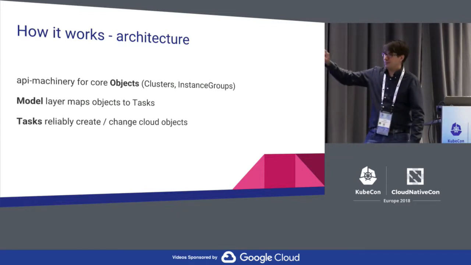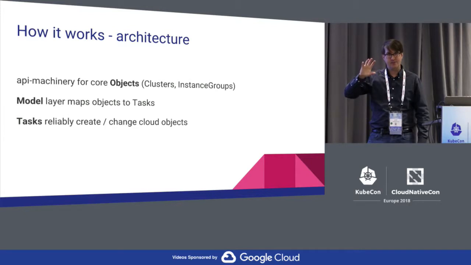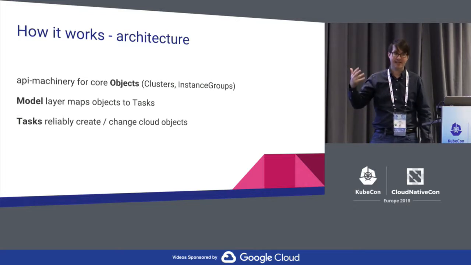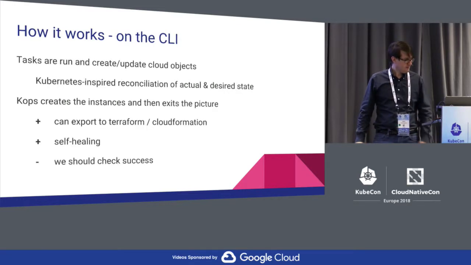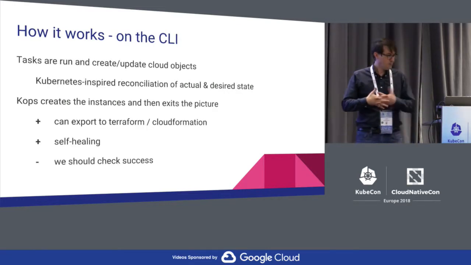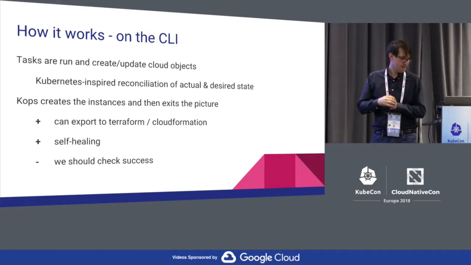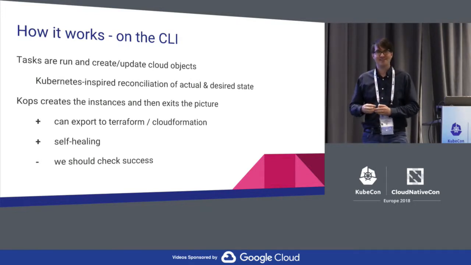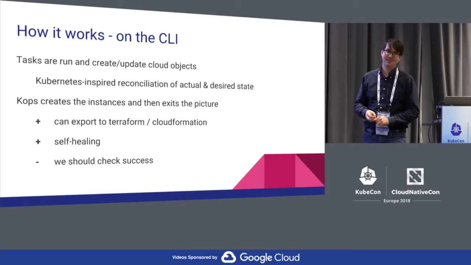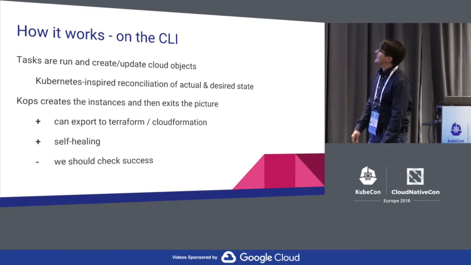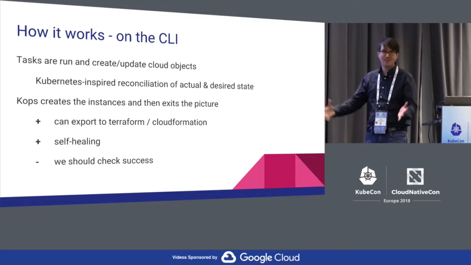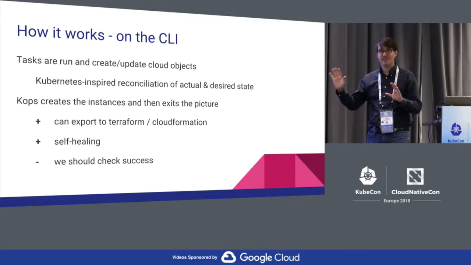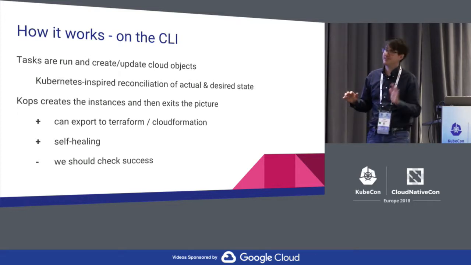And the tasks, by the way, are what you saw in the dry run output, when I ran kops update cluster without yes, and we saw the simulation of what was going to happen. That's a diff at the task level. When you're using the CLI, all the CLI is doing is generating those tasks and then running them in sequence. We have a clever directed graph algorithm to figure out the correct sequence in which to run them. And each task, in a Kubernetes-inspired way, reconciles the actual state of the cloud object as it finds it to the desired state.